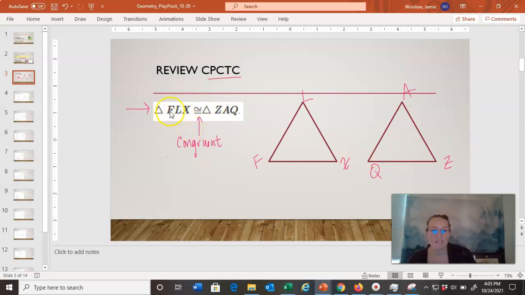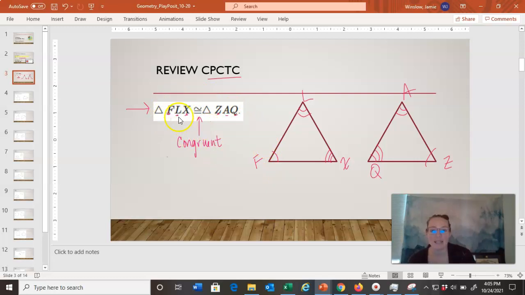So angle F is going to equal angle Z. F and Z. See, because those letters are in the first position, so they match up. Just like L and A. They're both in the middle, so they're both congruent. And lastly, X and Q. These are congruent. It doesn't really matter how the picture's drawn. Remember, pictures are never drawn to scale. You want to follow the congruence statement.